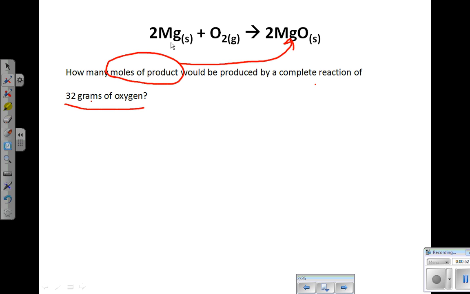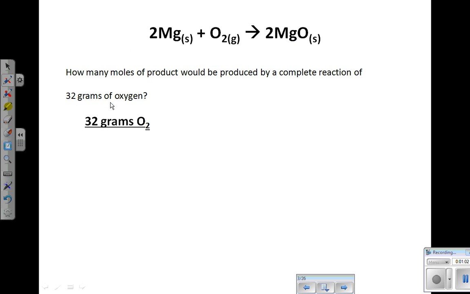So before we can do our mole-to-mole conversion using our balanced equation, we need to convert out of grams and into moles. So we're going to set up our first step of dimensional analysis, which is always our given. We need to convert grams of oxygen into moles of oxygen. I'm going to bring grams of oxygen down.